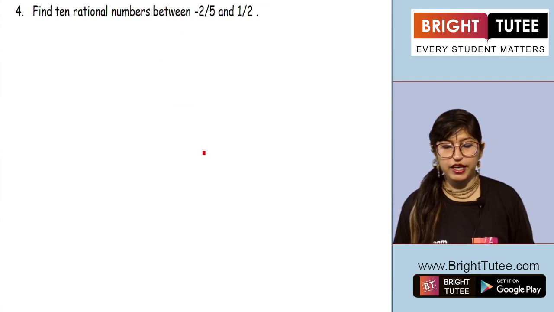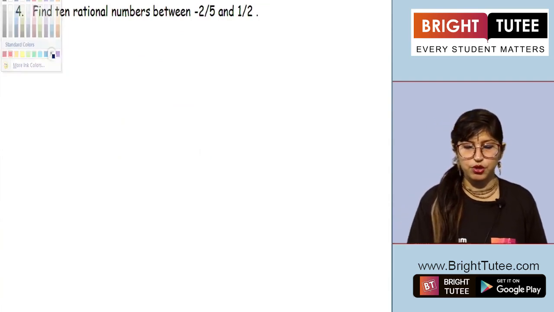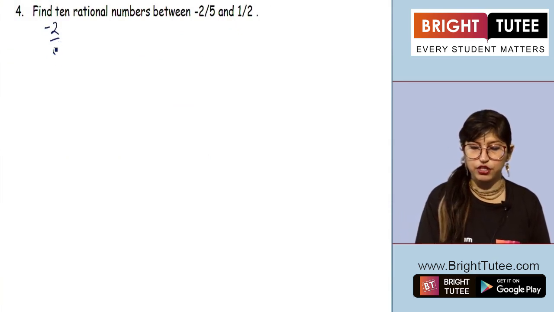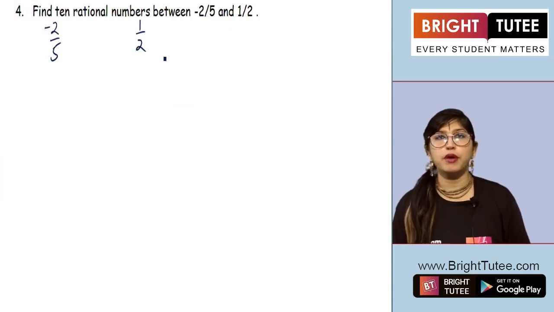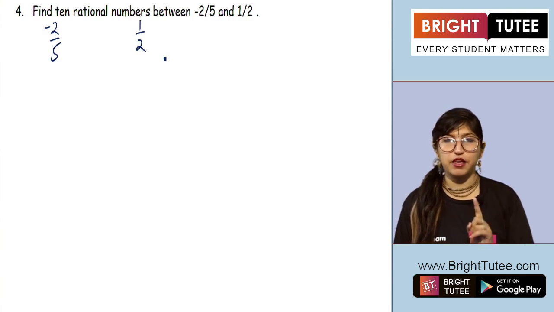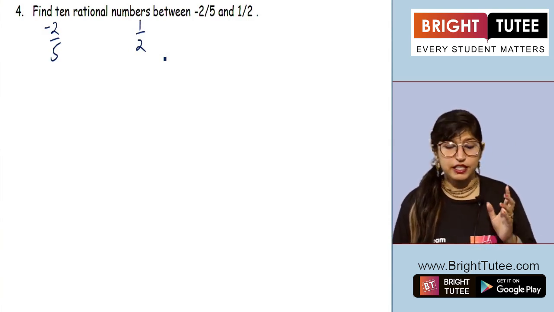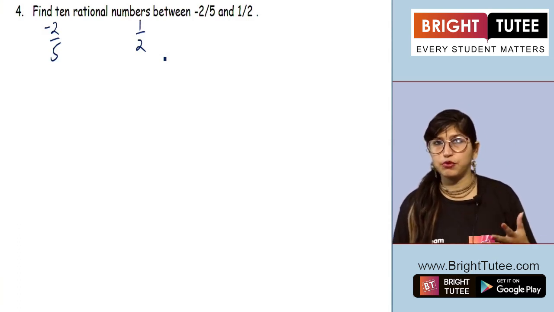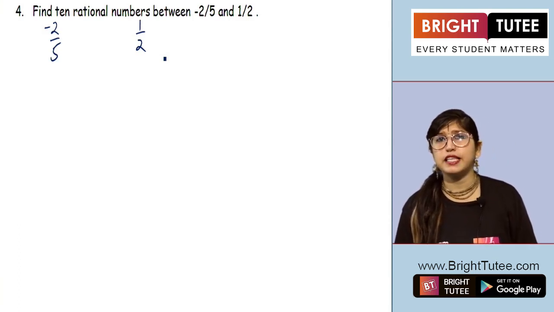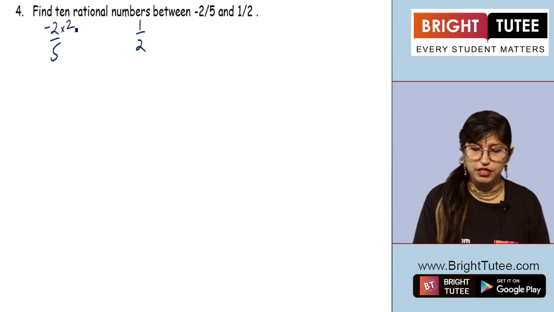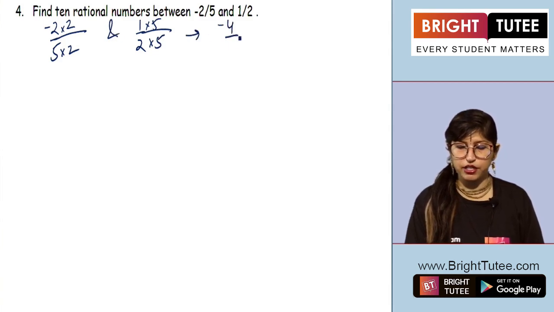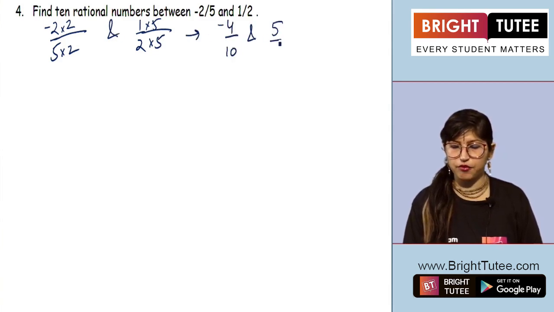Now it says we need to find 10 rational numbers between minus 2 by 5 and 1 by 2. So the first thing is to make the denominator same. Here we go, you are correct. So we need to make the denominator same first of all, then only we can think of doing the other steps. So the LCM of 5 and 2 is 10. So we will be multiplying by 2 and by 5. So what do we get? We'll be getting minus 4 by 10 and 5 by 10.